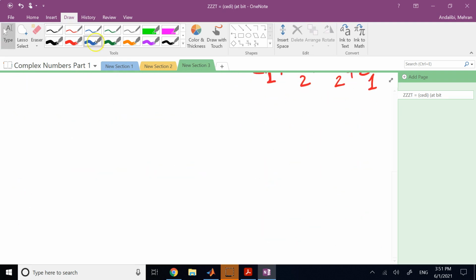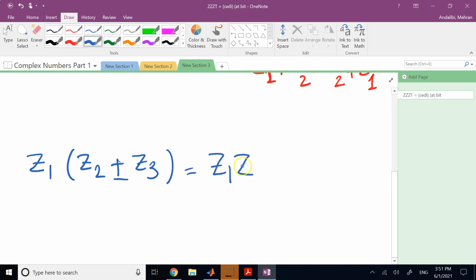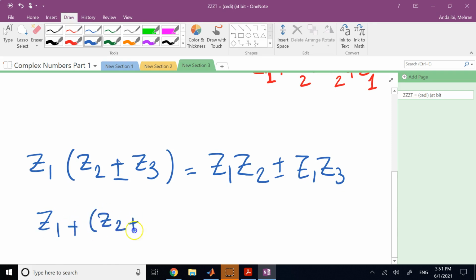What about the distributive? So if you say z1 times z2 plus z3, or minus z3, can you write it as z1 z2 plus and minus z1 times z3? Yes, you can. Absolutely. Or what about z1 plus z2 plus z3? Can you change the order and say z1 plus z2 and then the result plus z3? We call it associative property. Sure.